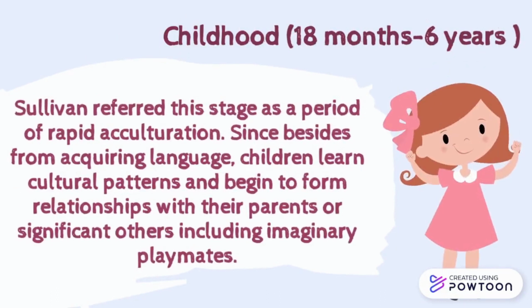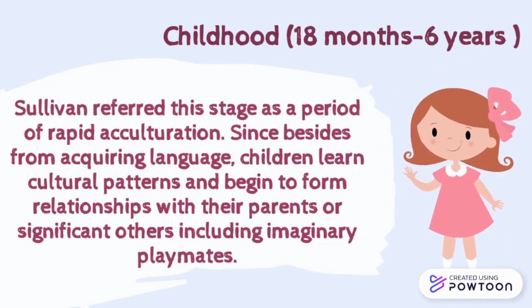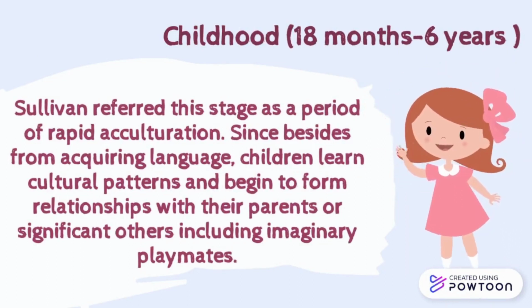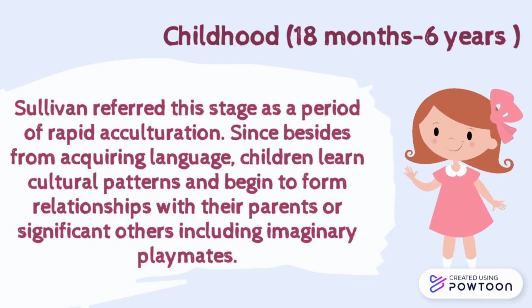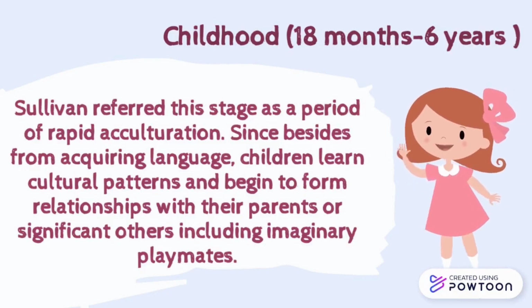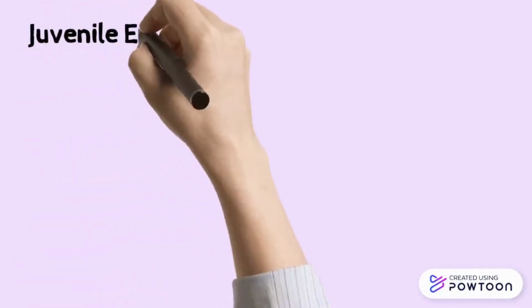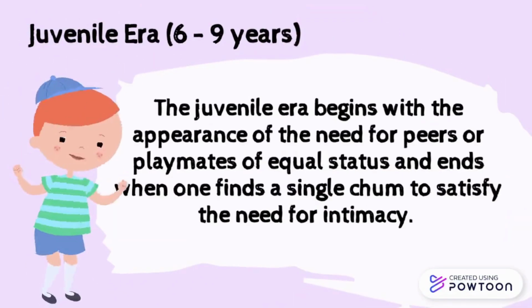Sullivan referred to this stage as a period of rapid acculturation, since besides acquiring language, children learn cultural patterns and begin to form relationships with their parents or significant others, including imaginary playmates. The third stage is juvenile era from 6 to 9 years.